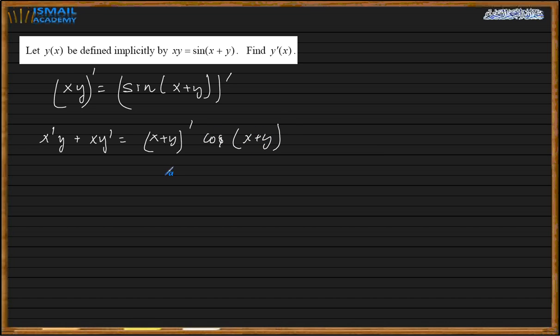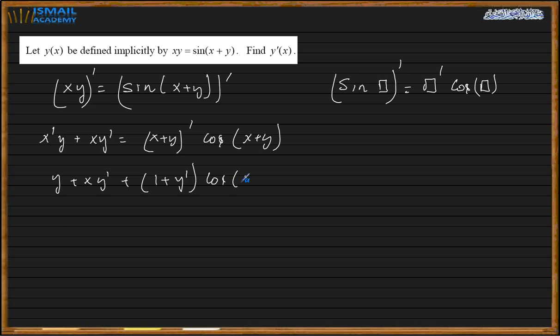This is the derivative of sine. So sine of something prime is the derivative of that thing times cosine of the same thing. Now this is just y plus x y prime equal 1 plus y prime times cosine of x plus y. So I distribute, so I got y plus x y prime equal cosine of x plus y prime cosine of x plus y.